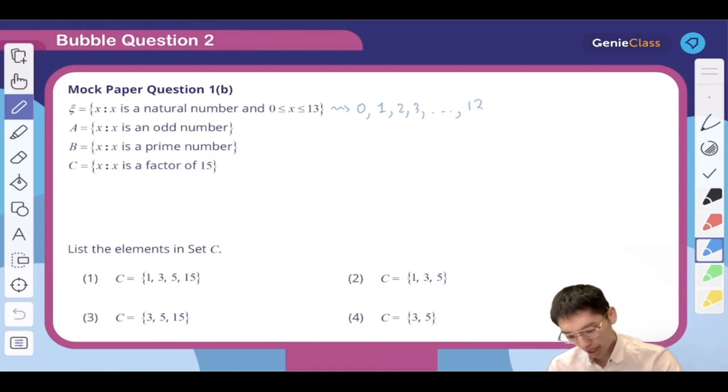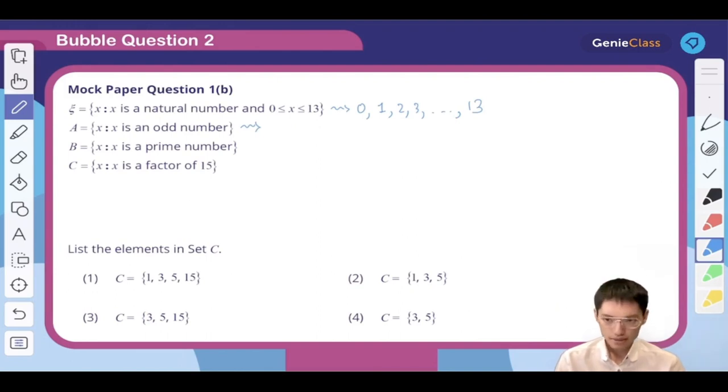Now, for A, can anybody tell me what is an odd number over here? Just throw an answer for me. What is an odd number over here that I can possibly consider for A? Just throw me a number. Alright, very good. Fiona is correct. It's one of them. Anybody else want to give a number? Just throw any random number.